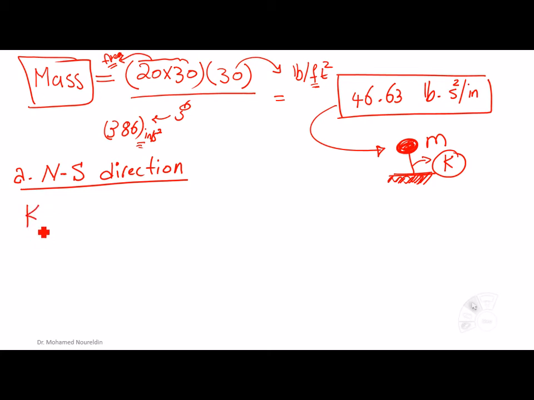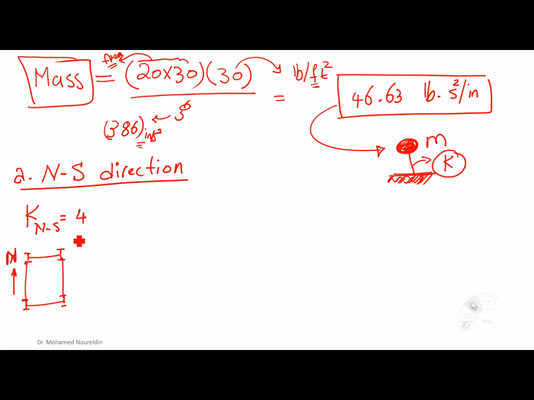So first of all, what is the K N S? What is the stiffness in the north-south direction? Actually we have four columns, if you remember. So we have something like this. We have four columns here. So in this direction, which is the north direction, we are having four columns.